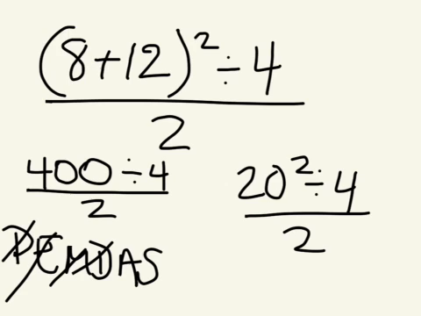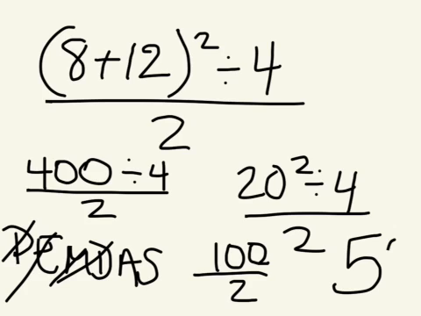There's no multiplication, but there is division. 400 divided by 4 is going to give us 100 over 2. Now remember, just like when we talked about fractions, fractions are division. So you're going to see how many times 2 goes into 100. And of course 2 goes into 100 50 times. And that's going to be your answer there.